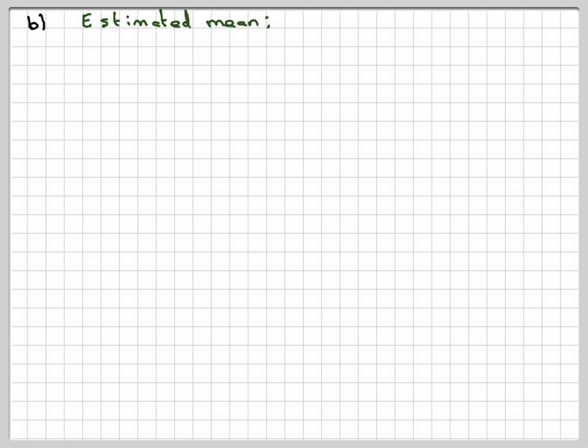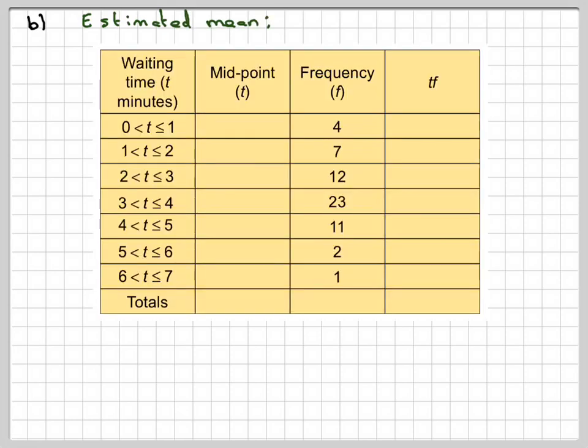Estimate the mean. Well, one way to do it is to make the table and add some extra columns. We'll add the midpoint, and here we're going to add an extra column where we're going to multiply this by the frequency. So the midpoint of 0 and 1 is 0.5, going down to 1.5, 2.5, 3.5, 4.5, 5.5, 6.5, and then we do 0.5 happens 4 times, so we multiply that.